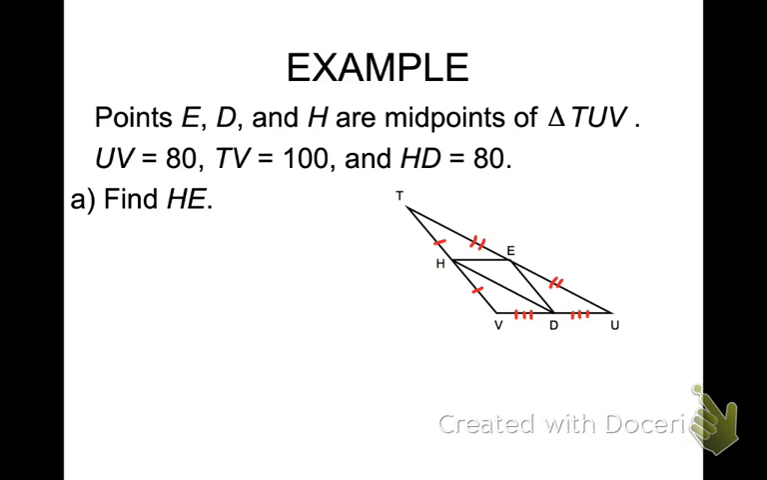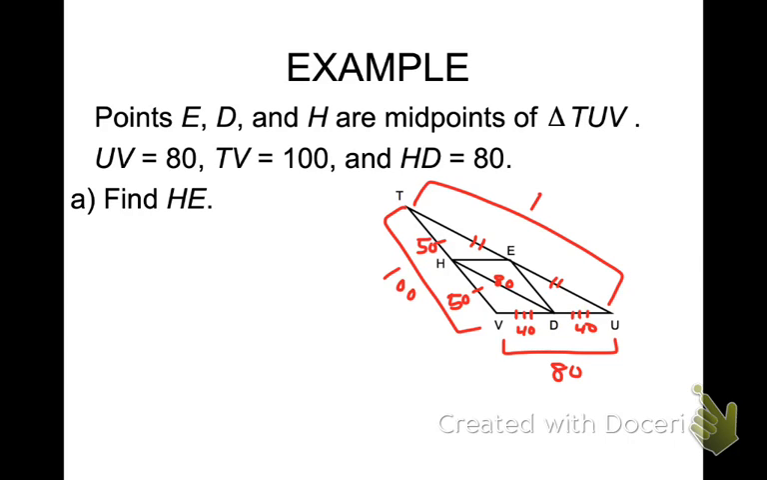UV, we're told, is 80. So that makes each of these halves 40. TV is 100, which makes each of these halves 50. And HD is 80. HD is the mid-segment, right, which makes this third side double that, so 160, which makes each of these parts 80.